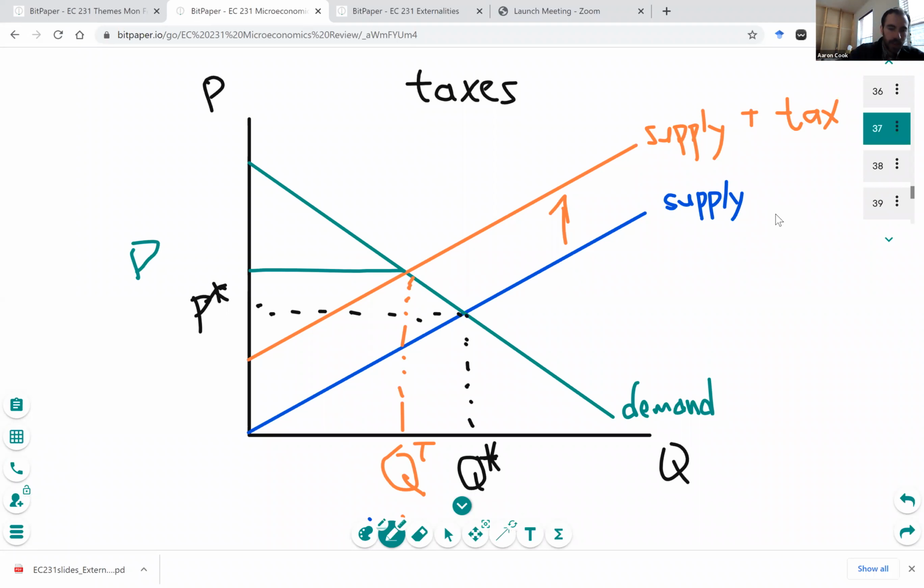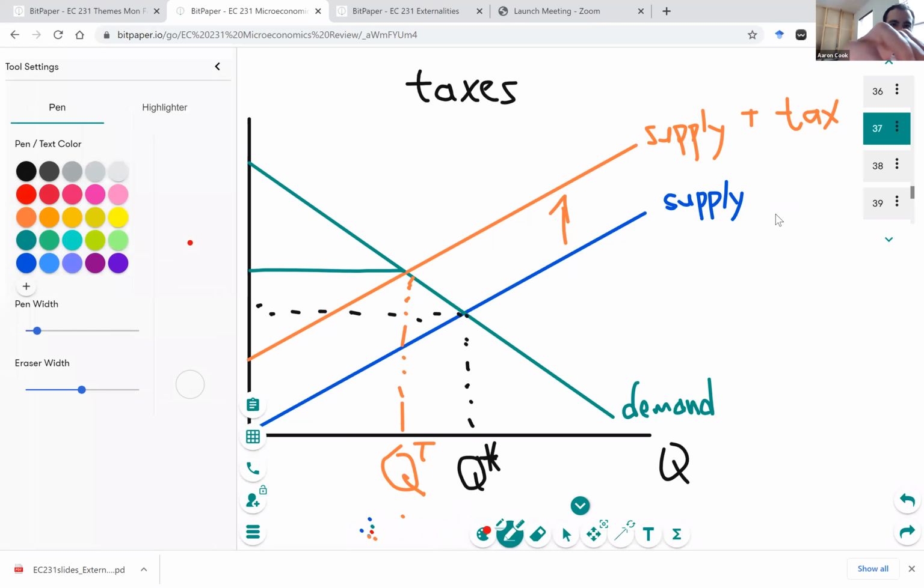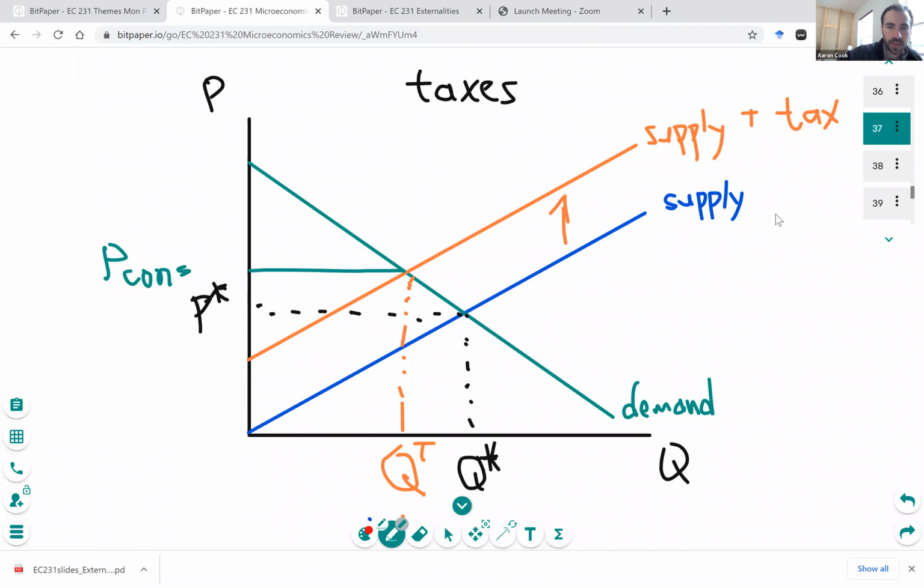And I'm going to call this P cons to represent the price that the consumer pays. So consumer, if you go to the store, the price that you see listed on the label is going to be the consumer price, but the producer gets that price per unit, but part of that price they have to pay to the government. So we can almost think about the producer as receiving a different price than what the consumer is paying. I'm going to call this red level of the price here, the price that the producer receives, P prod.